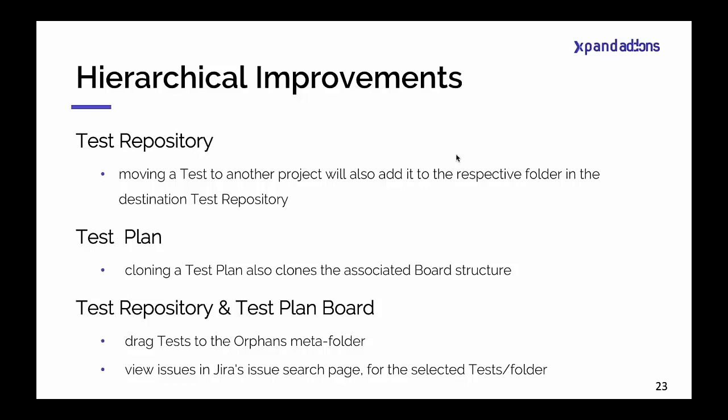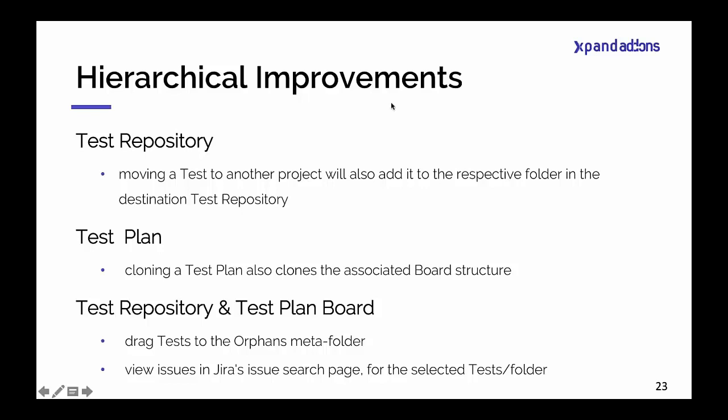Indeed. And another thing, which is also a bit concerned with usability aspects: removing a test from either the test repository or from the test plan board is now simpler, because you can simply drag it to the orphans meta folder. And sometimes you may want to obtain the list of issues that you are seeing in some folder, or the ones that you selected in the issue search page, because you may want to do bulk operations on them. So we now provide a contextual operation that allows you to view the issues in the issue search page.